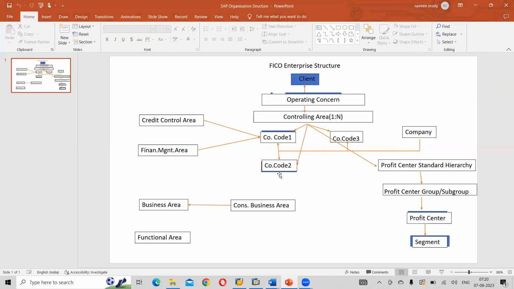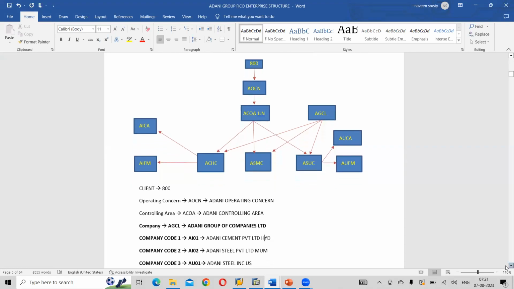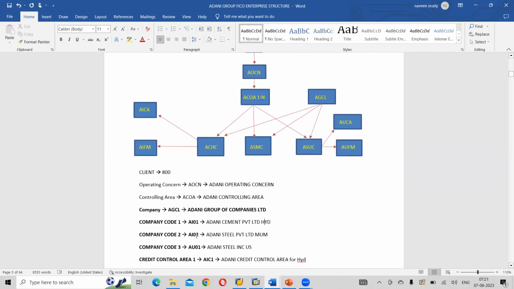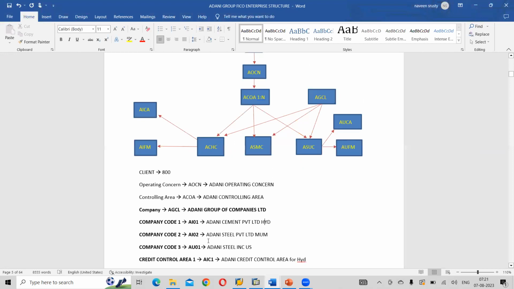AI02, company code 2. Write it down. Company code 2, AI02, Adani Steels Private Limited, Mumbai. As I said, we have a company code in Hyderabad, company code 2 in Mumbai, and company code 3 in US. So company code 2, AI02, Adani Steels Private Limited.